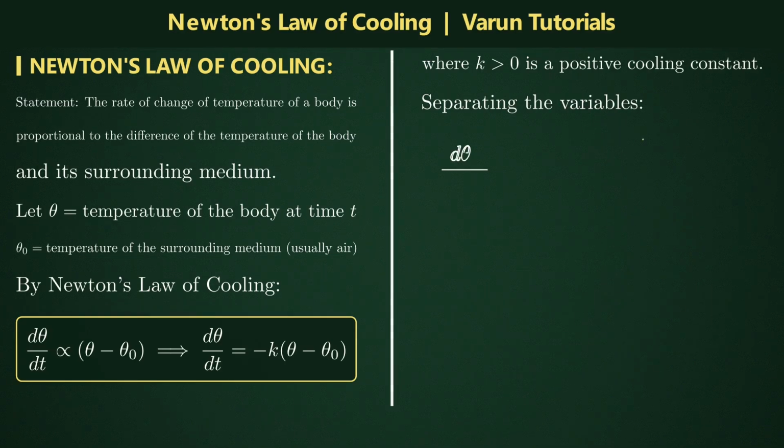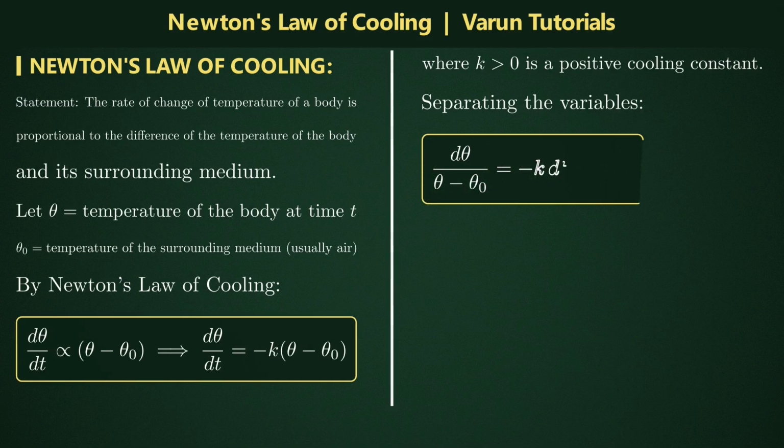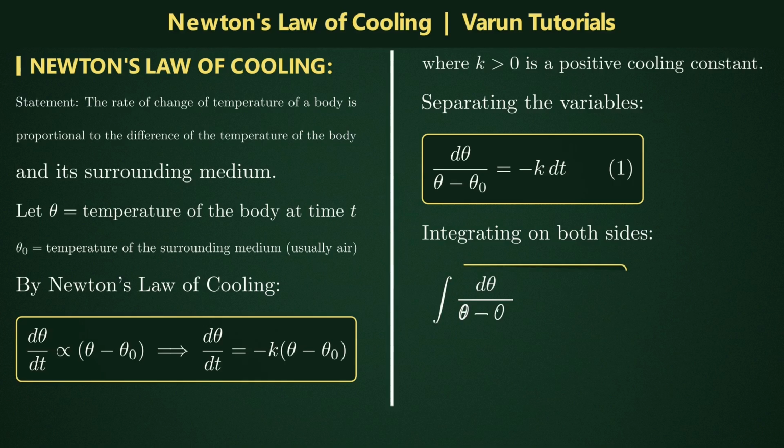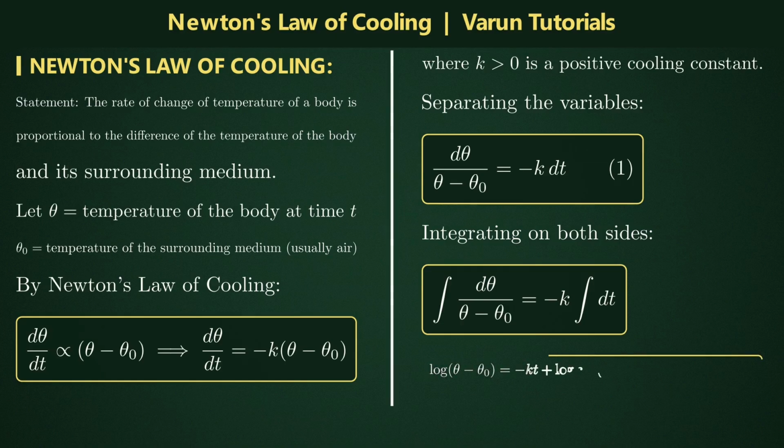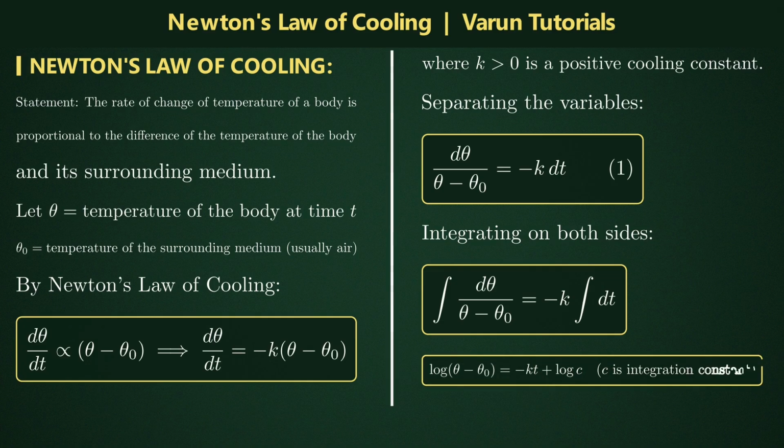This yields d theta over theta minus theta 0 equals minus k dt. We label this as equation 1. Next, we integrate on both sides of the equation. This gives the integral of d theta over theta minus theta 0 equals minus k times the integral of dt. Integrating, we get log of the quantity theta minus theta 0 equals minus kt plus log c, where log c is the constant of integration.